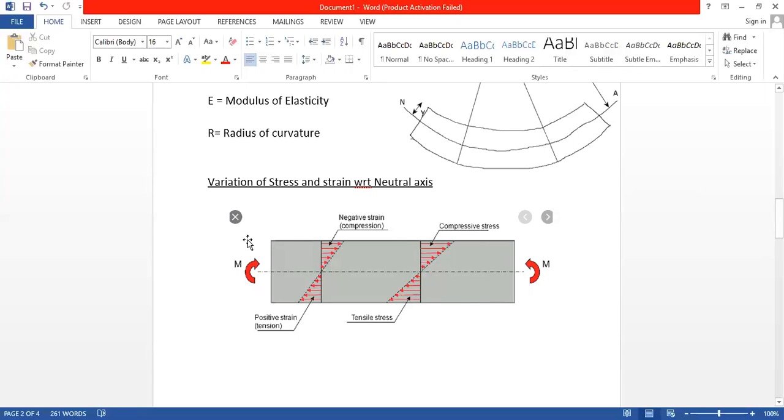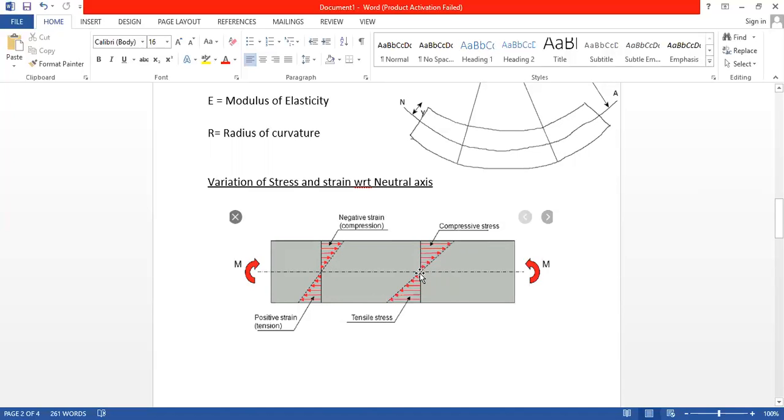So this is my beam, and these red arrows denote the magnitude of the compressive stresses and the tensile stresses. From this variation of stress, we see that the maximum stress occurs at the top fiber or the top edge of the beam, and as the stress values approach the neutral axis, the values of the stresses, whether compressive or tensile, all reduce towards the neutral axis and reduce to zero.